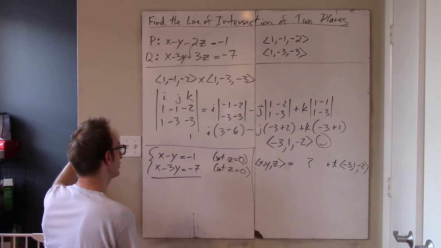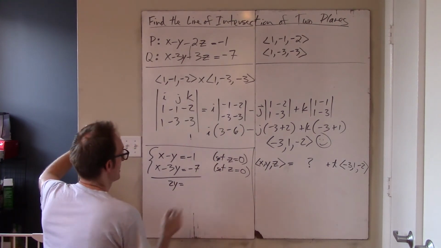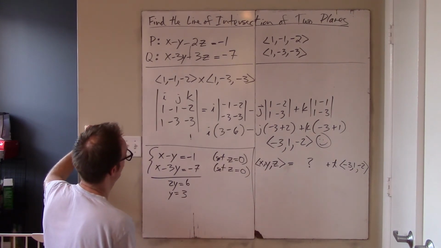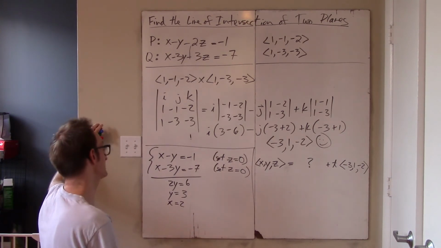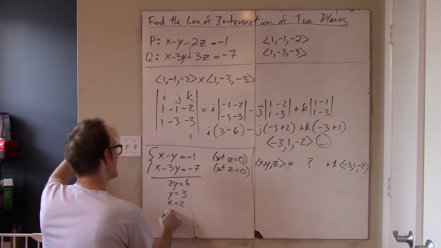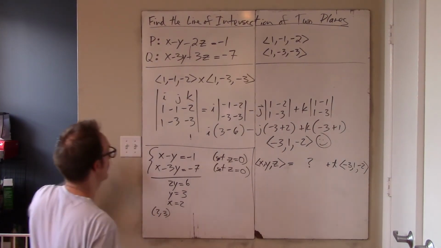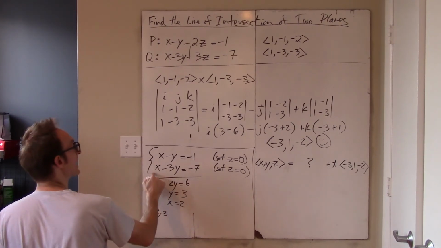Let's do this kind of old style. And if we do that, we get 2y equals 6, so y is 3. And if y is 3, then x is 2. Let me just double check that. Yeah. Therefore, the point (2, 3) is the point on the ground where these two lines meet.